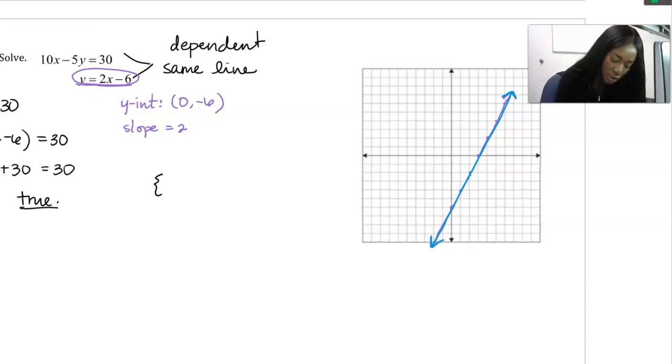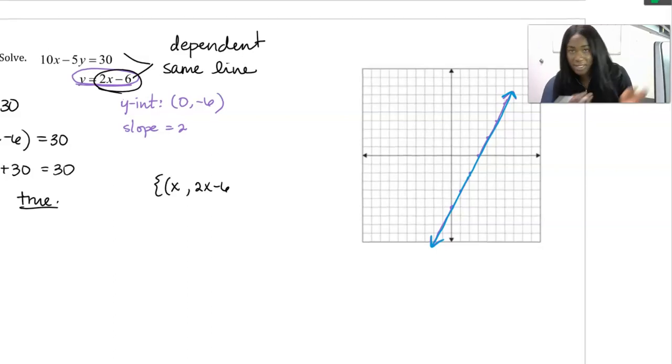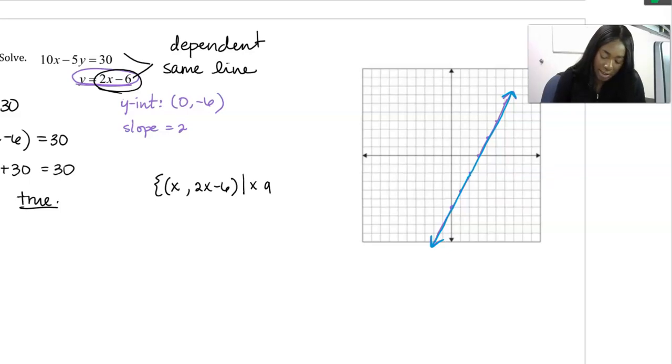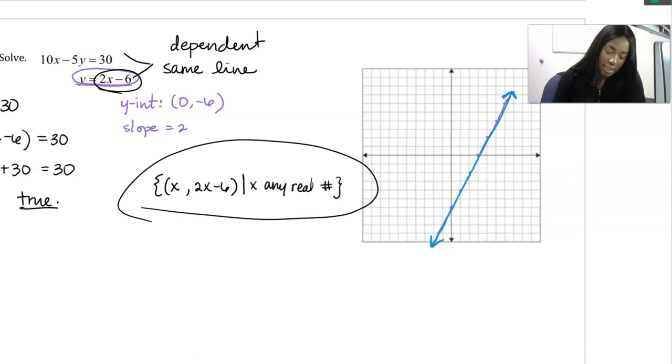Well, all the points on the line can have any x coordinate. Right? I can pick any number for x. And then to get the y coordinate, I just need to plug the x coordinate into the line. And the line is 2x minus 6. So as long as the point is x comma 2x minus 6, which is the equation of the line, it's going to be on that line. And I'll add the condition here, x can be any real number. So this is our answer.